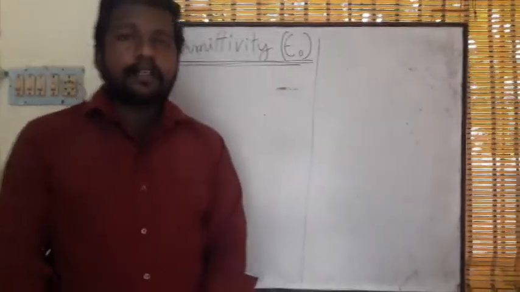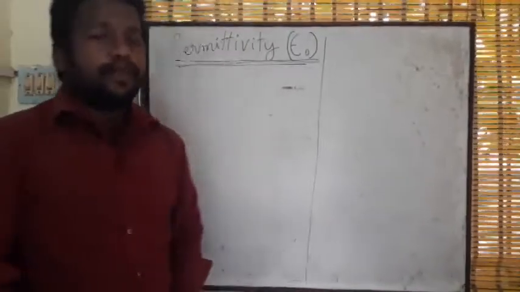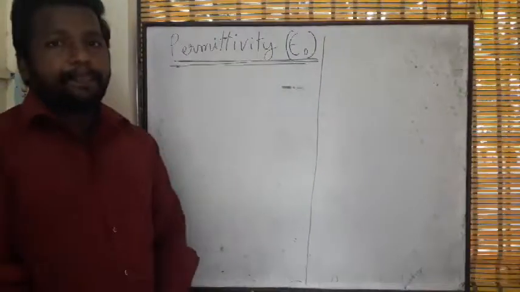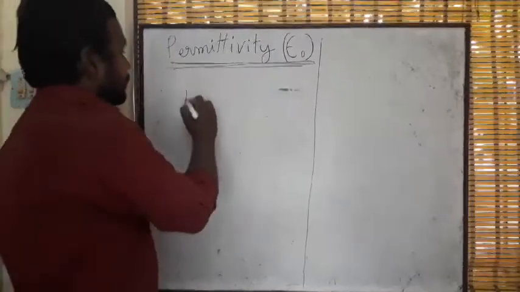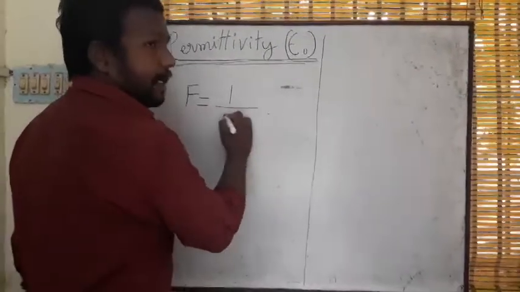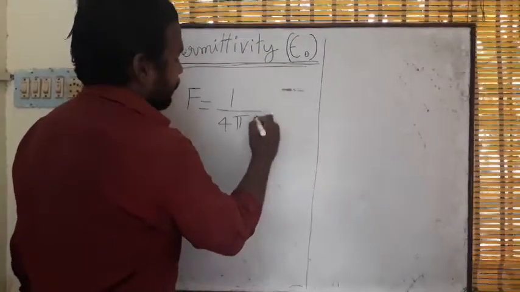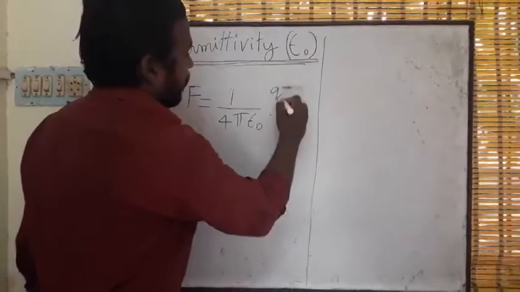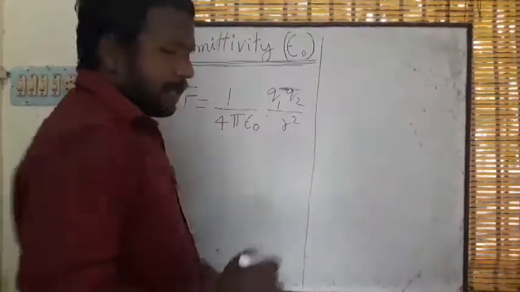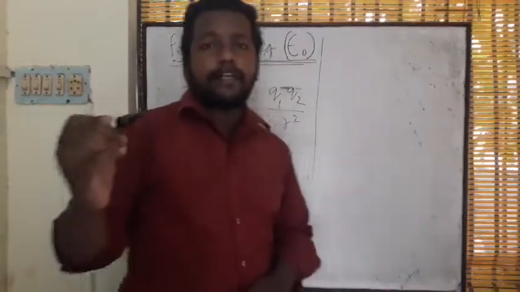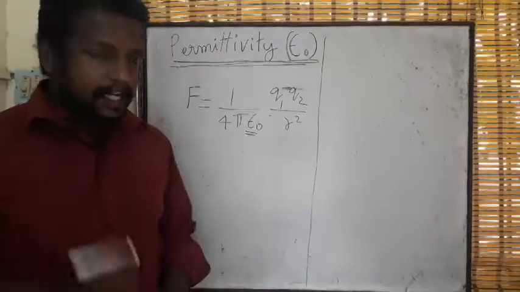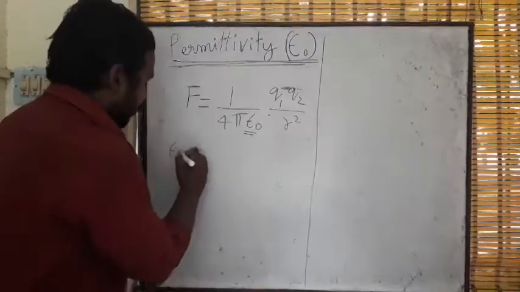Hello students, in this video we are going to see how to find the SI unit and dimensional formula for permittivity. F is equal to 1 divided by 4 pi epsilon naught times q1 q2 by r square. It is the force of attraction or repulsion between the two charges. Epsilon naught is the permittivity of free space, the electric field constant. So epsilon naught only we are going to find.